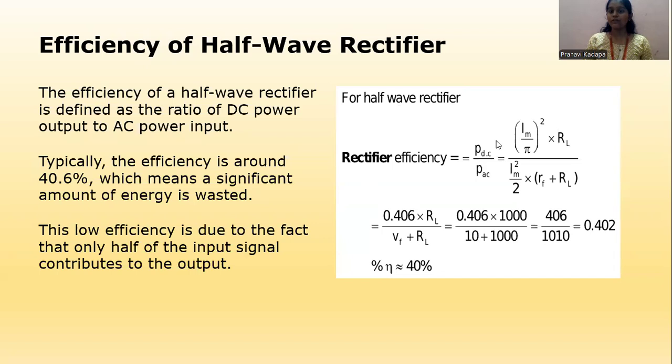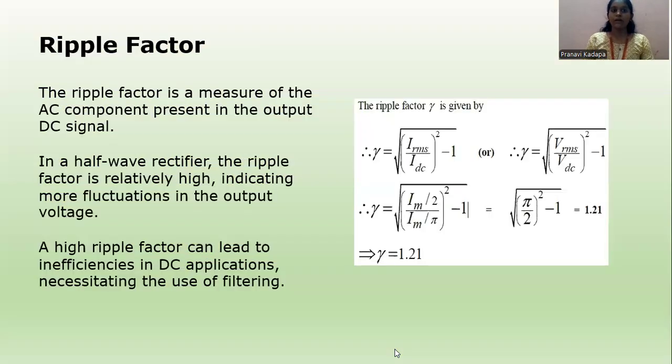As we are seeing in this picture beside, rectifier efficiency is equal to power of DC by power of AC. The formula is given and we'll apply the values, and here we'll get the efficiency value, which is approximately equal to 40%. Ripple factor.